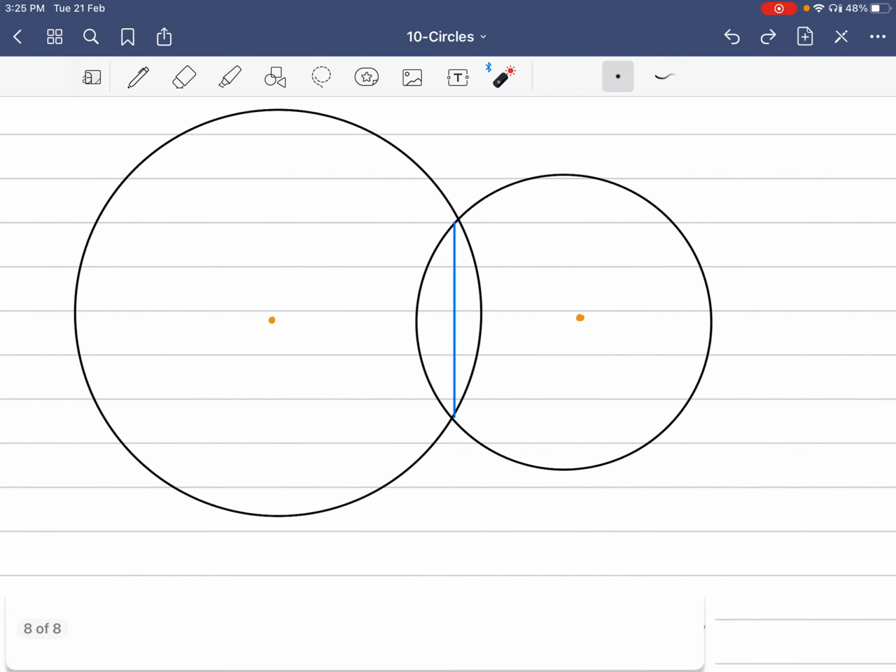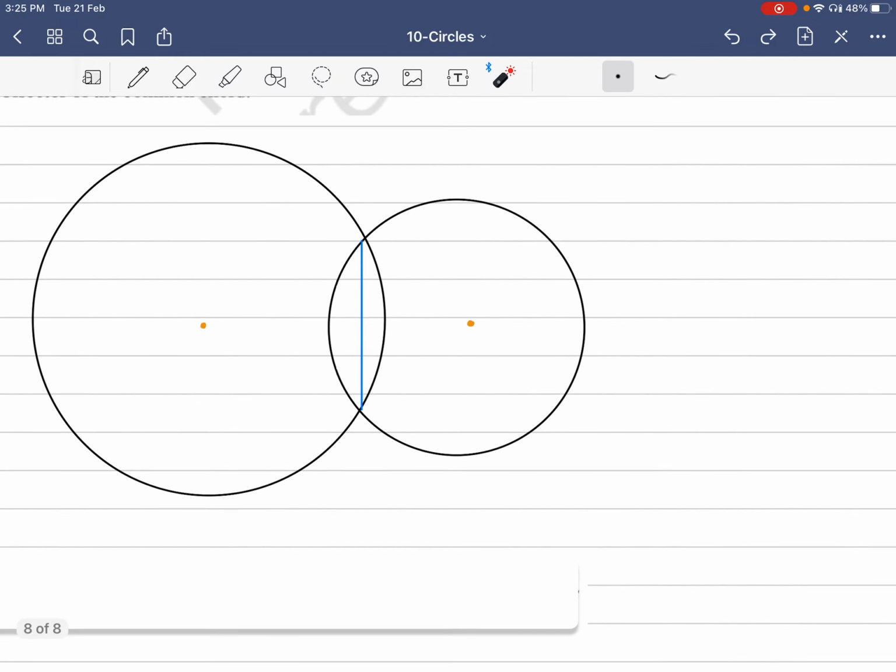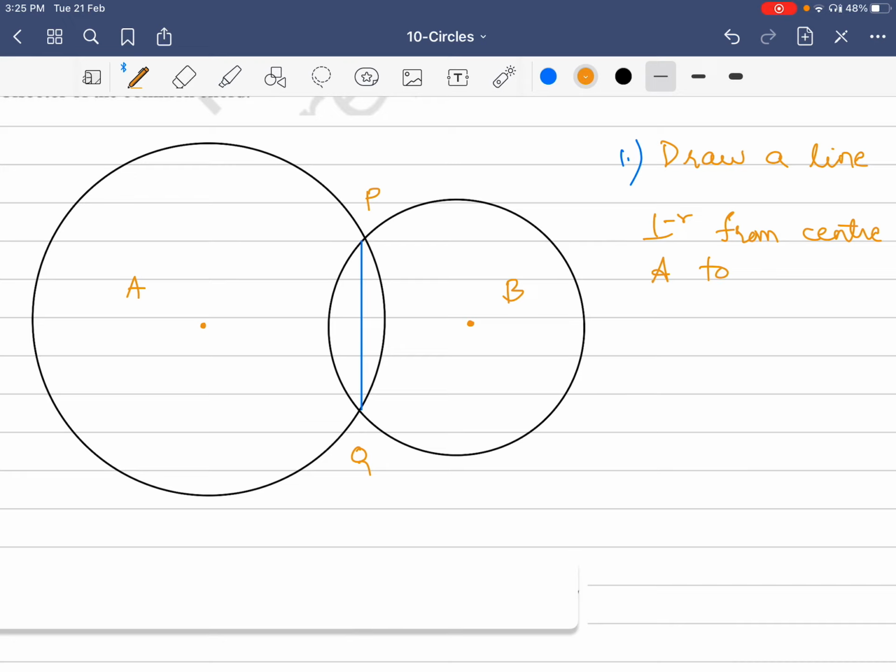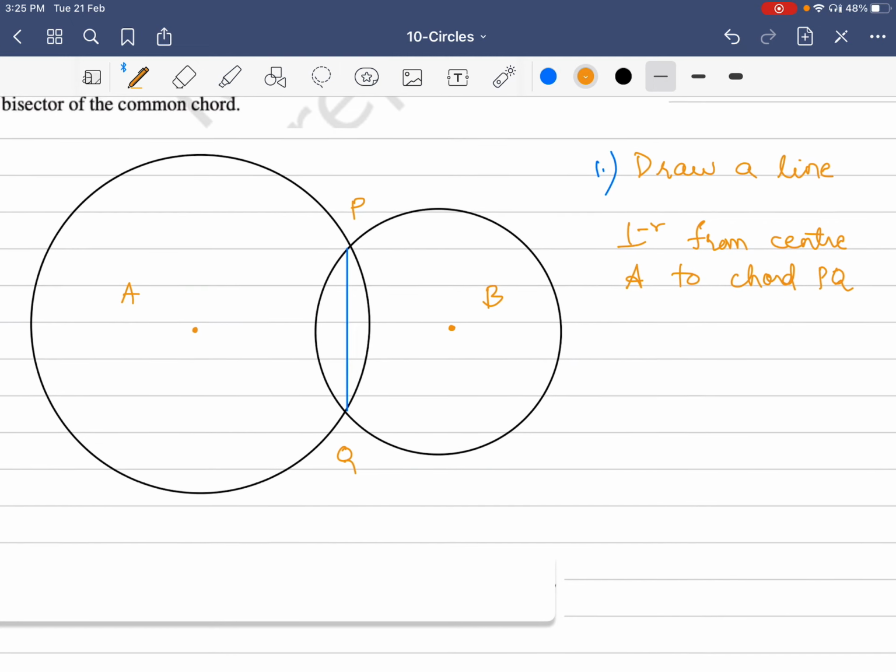So step number 1 is going to be, I'm going to use this space. Now we have not named the centers. Let's call this center A, and let's call this center B, and let's call this common chord P, and this Q. So draw a line perpendicular from center A to the chord PQ. This is the first construction that we're going to do.